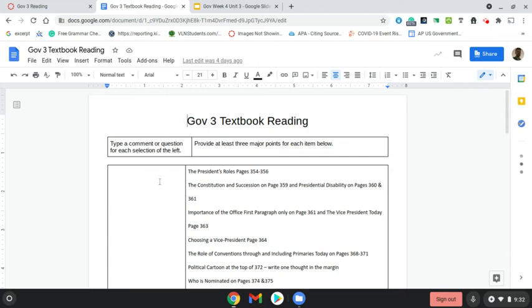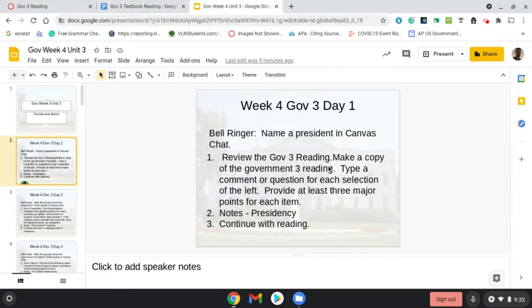And then on the left-hand side, you would put a comment or question. So you can go ahead and get started on that for the beginning of the period. About halfway through, we'll talk about the presidency itself and the notes, and then you can continue to work on that for the remainder of the period.